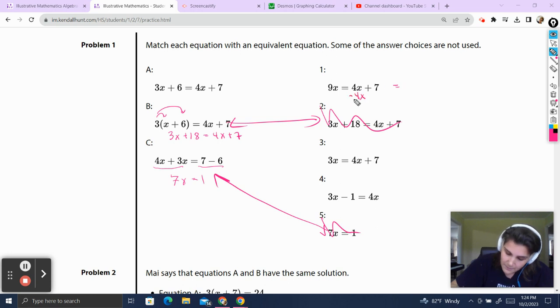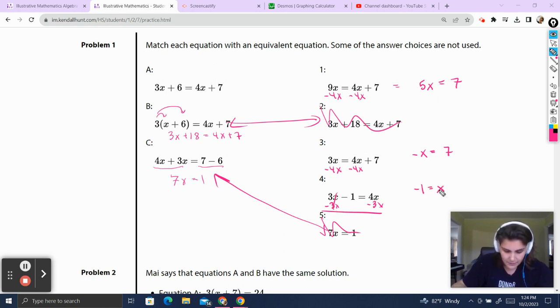So I'm going to subtract 4x from both sides here, which gets me 5x is equal to 7. Over here, if I subtract 4x from both sides, I'm going to get negative x is equal to 7. And over here, I'm going to subtract 3x from both sides, and I'm going to get negative 1 is equal to x. And let's go and see which one of these is equal to our equation on this side.